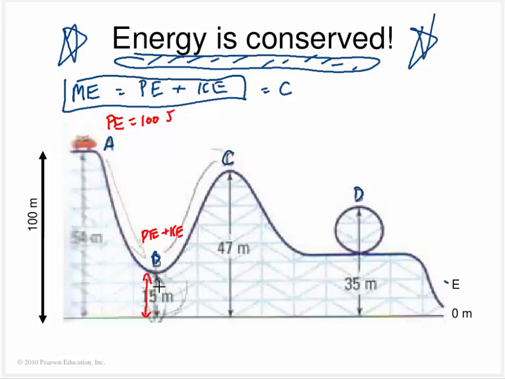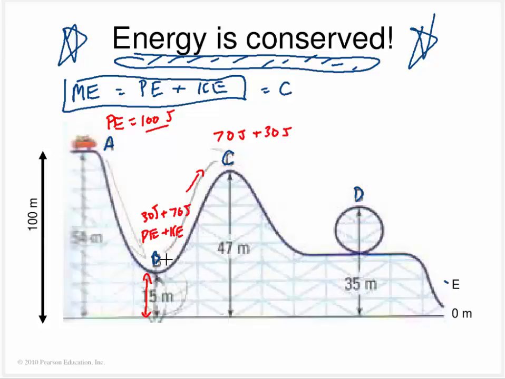It still has a little bit of height, but now it definitely has speed. So maybe it has 70 joules of kinetic and 30 joules of potential. Still, they add up to the mechanical energy of the system of 100 joules. And then the roller coaster goes up the hill, and now maybe it has 70 joules of potential and 30 joules of kinetic.